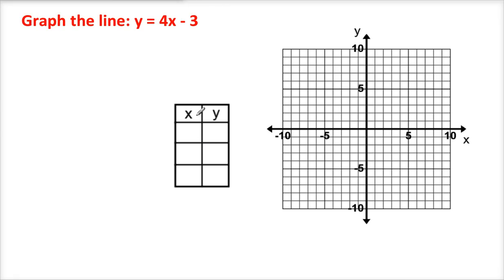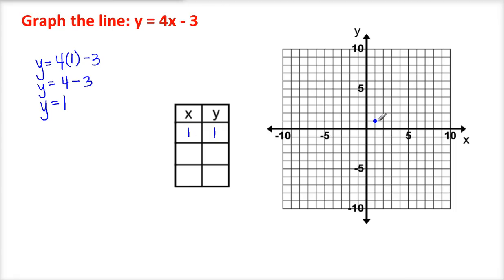So let's say x is 1. I just came up with 1. Doesn't matter what I chose, I just like small numbers to work with. So in my equation, y equals 4x minus 3, instead of an x, I'm going to plug in a 1. And I'm going to do this math and figure out what y is when x is 1. 4 times 1 is 4, minus 3. 4 minus 3 is 1. So when x is 1, y is also 1. And there is a point on my line: (1, 1).